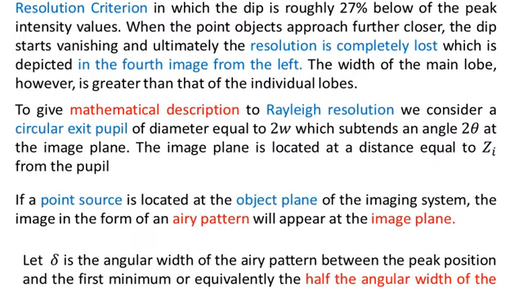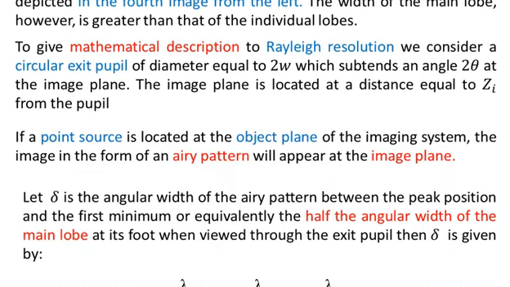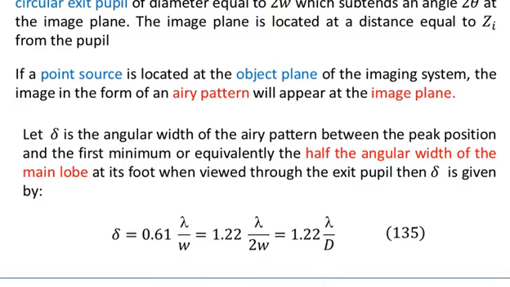To give a mathematical description to Rayleigh resolution, we consider a circular exit pupil of diameter equal to 2w, which subtends an angle 2 theta at the image plane. The image plane is located at a distance equal to capital Zi from the pupil. If a point source is located at the object plane of the imaging system, the image in the form of an Airy pattern will appear at the image plane.